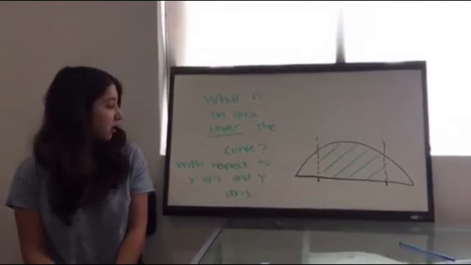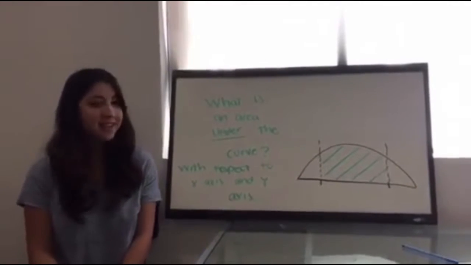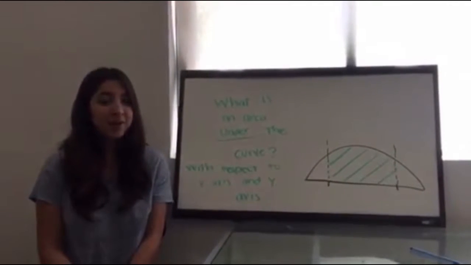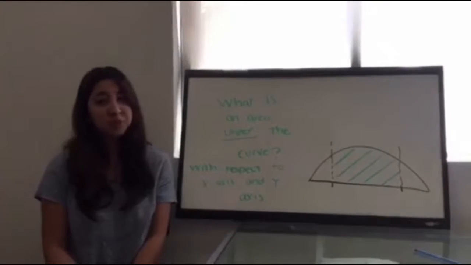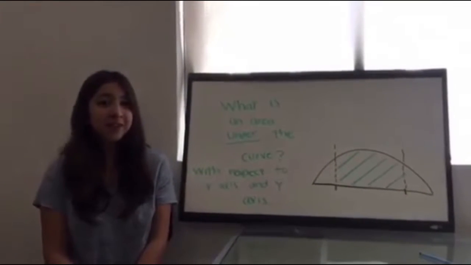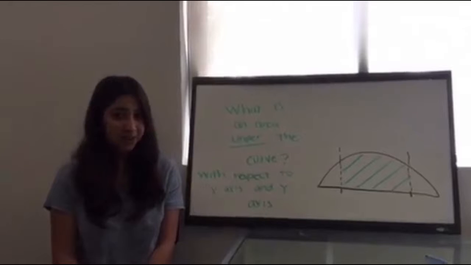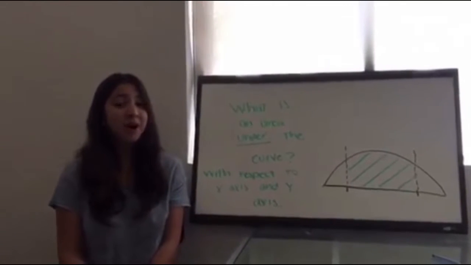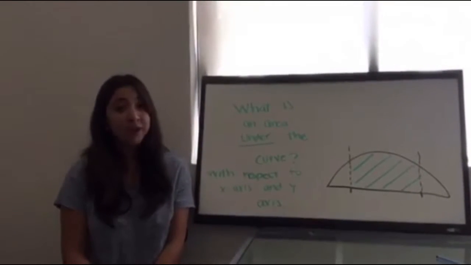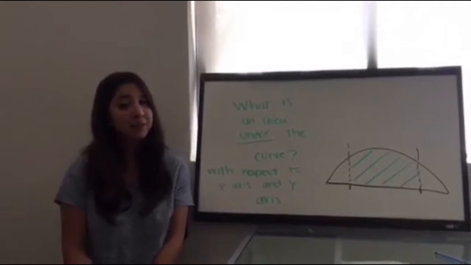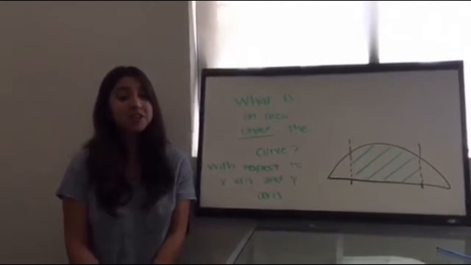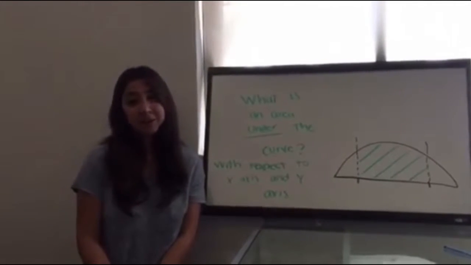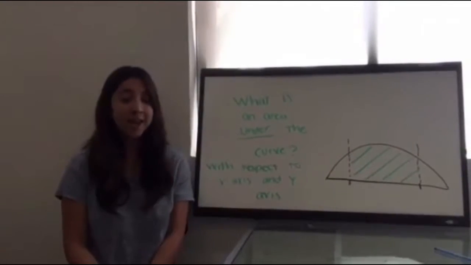under the curve with respect to the x-axis and y-axis. The area under a curve of a specific region between 2 points can be found by doing a definite integral between 2 specific points. This means that to find an area under the curve y equals f of x between x equals a and x equals b, you need to integrate y equals f of x between the limits of a and b.